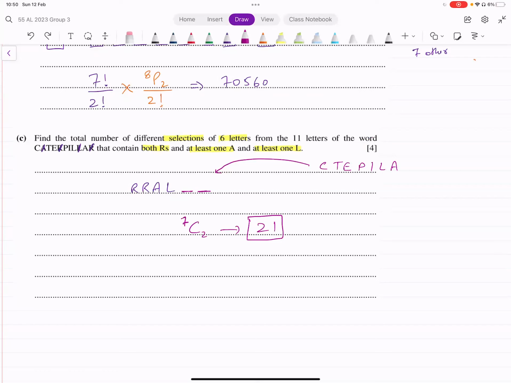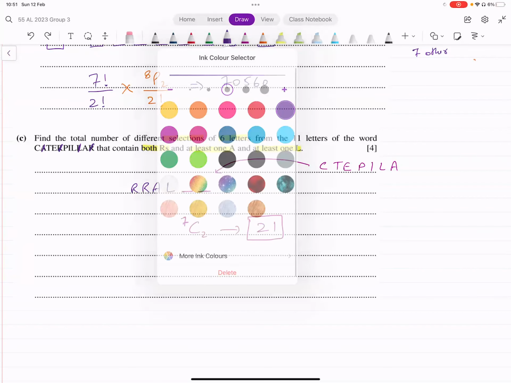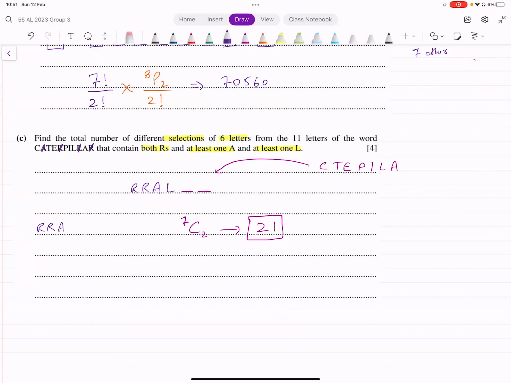The other way is that you make a lot of cases. One possibility would be R and one A coming and one L coming, right? Then R, 2 A's and one L, then R, 1 A and 2 L's, and then R, A, L. But you don't really have to do all of that. You know that 2 R's are already selected, and 1 A and 1 L are already selected. Now the remaining selection will be from these 7 letters, and they are all different, so there's no need to make cases because they're all different.